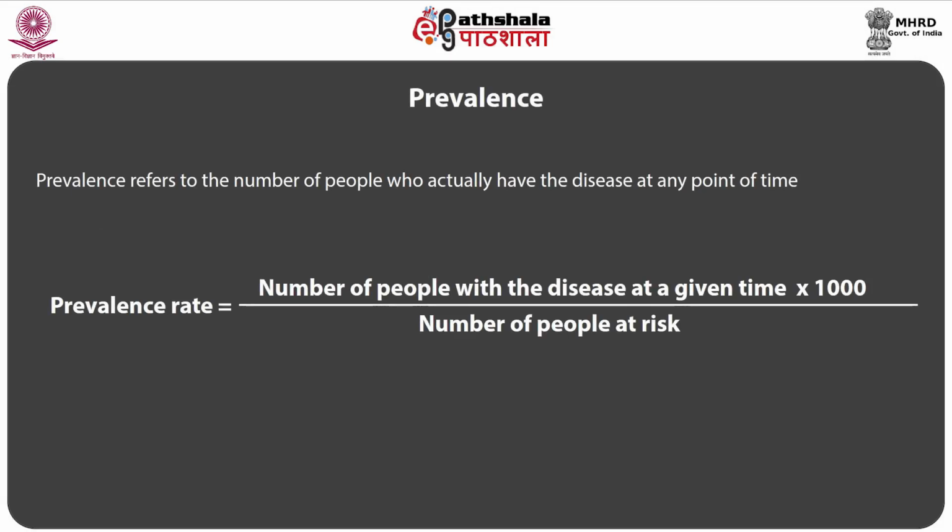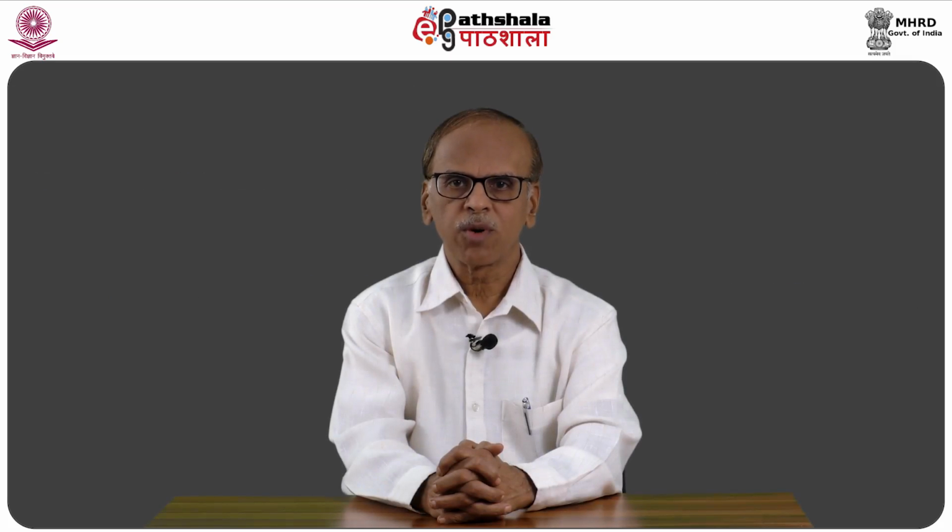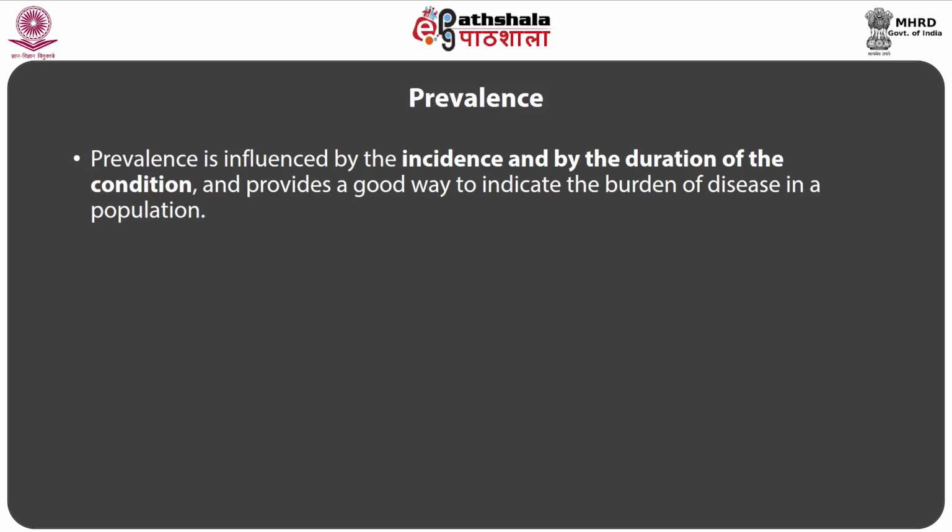Prevalence: how many people actually have the disease at any point in time? That is, prevalence rate equals the number of people with the disease at a given time divided by the number of people at risk, multiplied by 1000. It is thus a proportion rather than a rate. Although sometimes it is called a rate, prevalence is influenced by the incidence and by the duration of the condition, and provides a good way to indicate the burden of disease in a population.